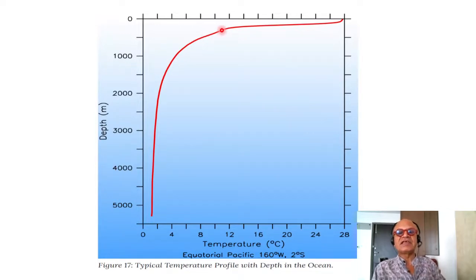If you do salinity, it'll look the opposite. Because in these regions there is a lot of rain, the salinity will be lower near the surface. It'll increase and then it'll become constant to the deep ocean. So that would be called a halocline or a salinity gradient.